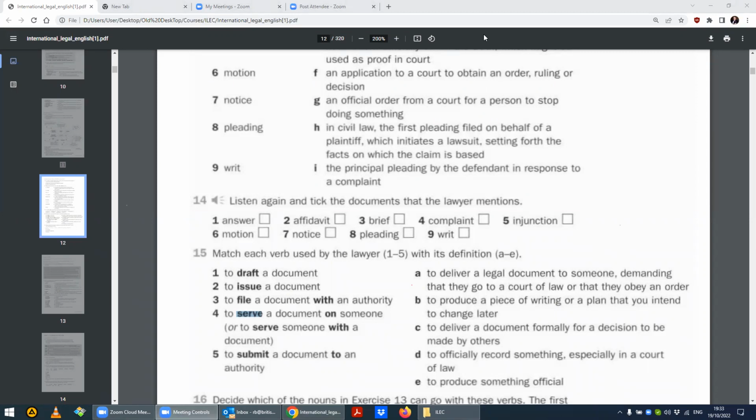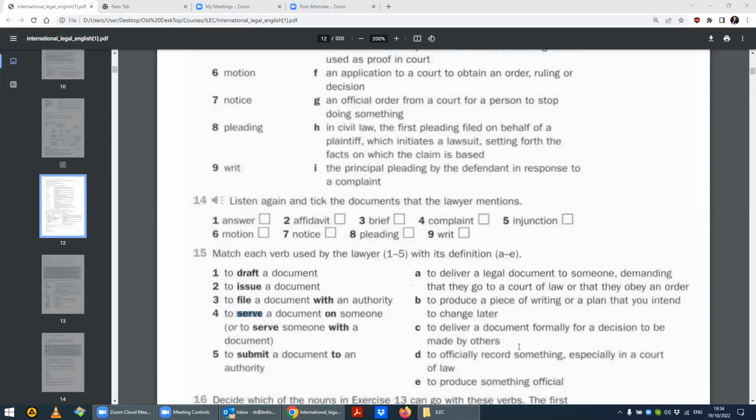Good, Vika, good, Yulia. Who else? Diana, Sergey, good, good, good. To draft a document. Right. Now, what does this mean? Which verb is this? C. To deliver a document formally, which means officially, for a decision made by others. To deliver a document formally for a decision to be made by others.